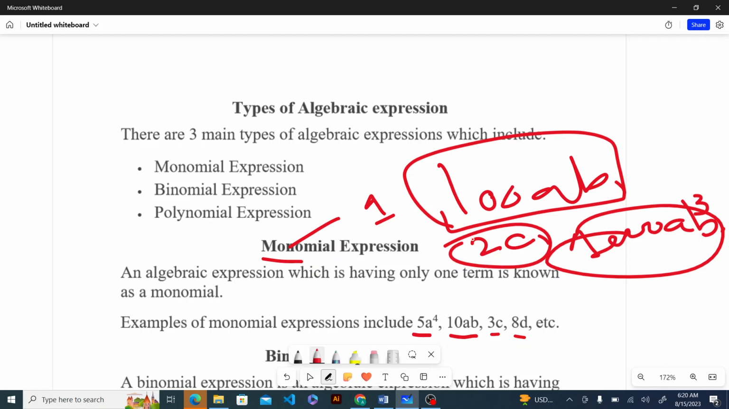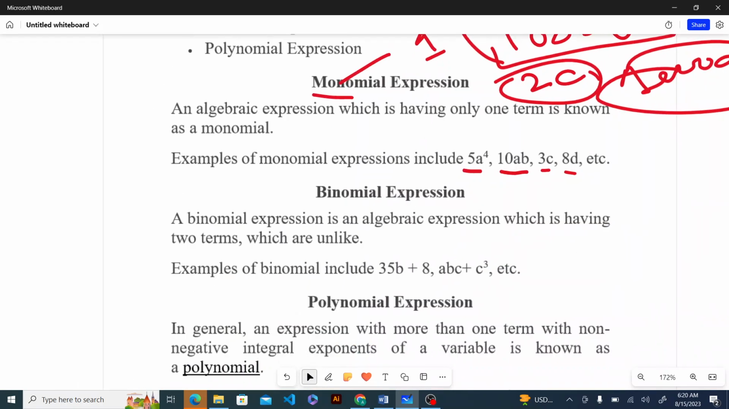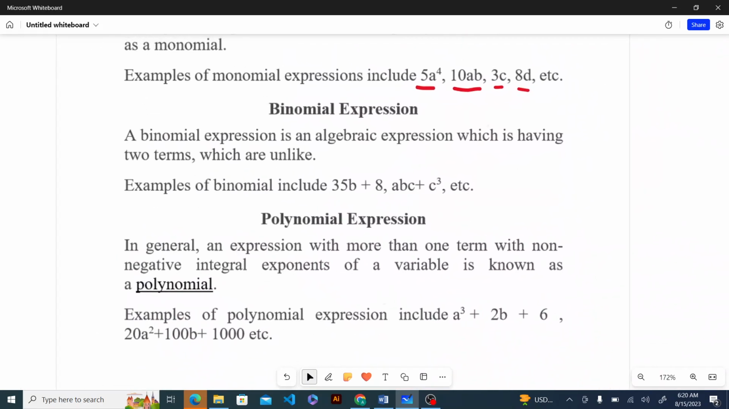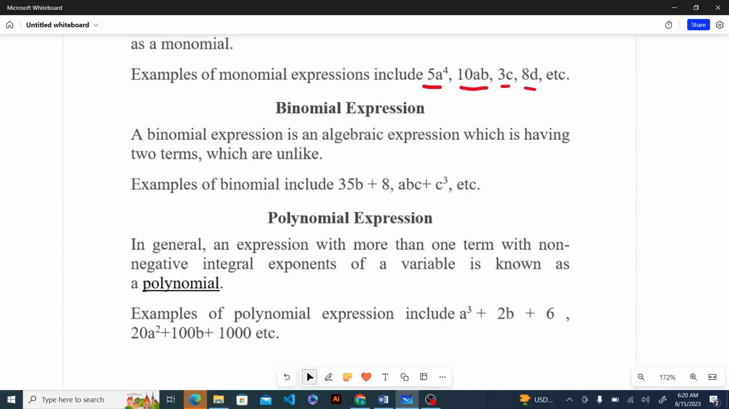Now the second one is binomial expression. Bi means two. Bi represents two. So many of you have already got an idea of what a binomial expression is. The algebraic expressions which has two terms, that algebraic expression will be called binomial expression.